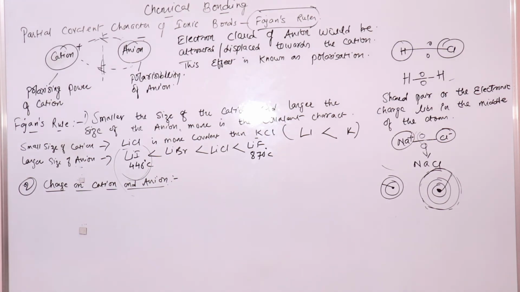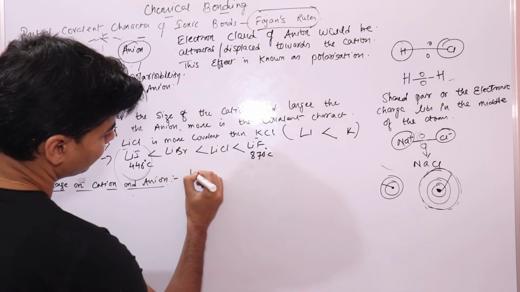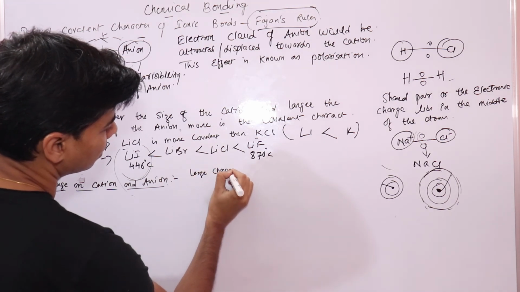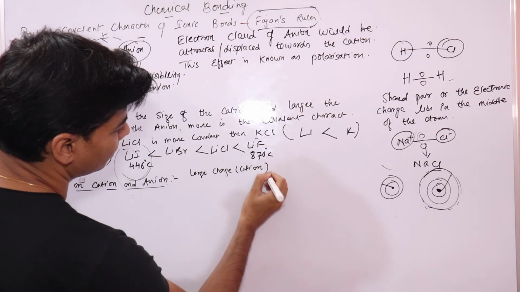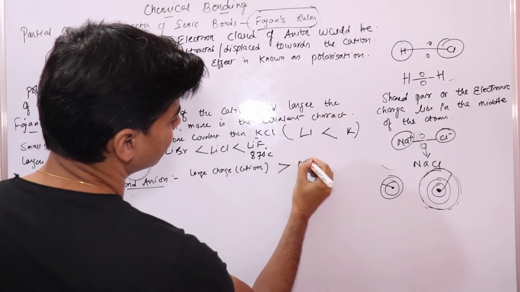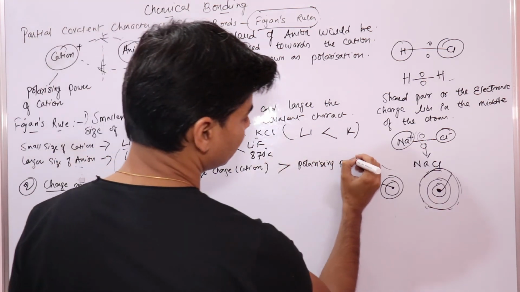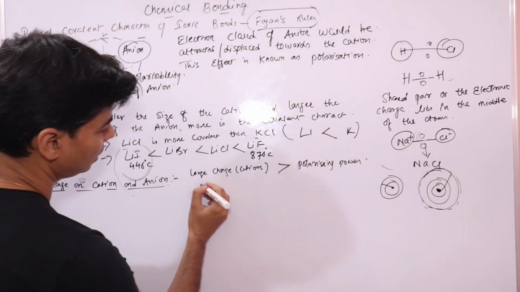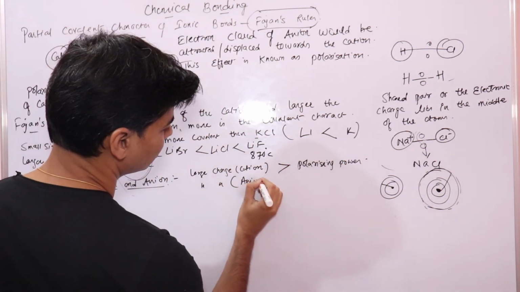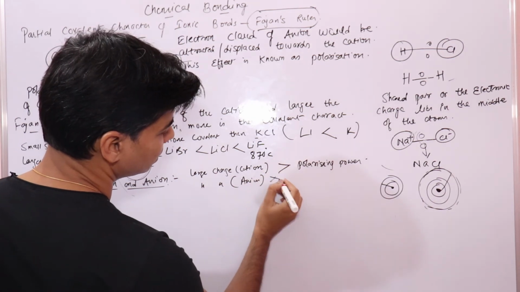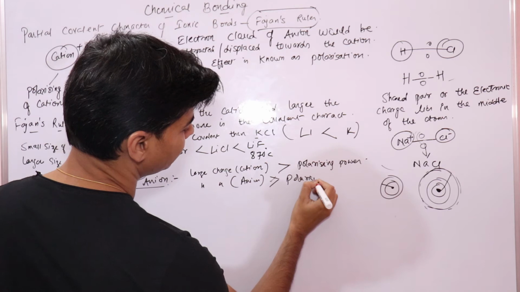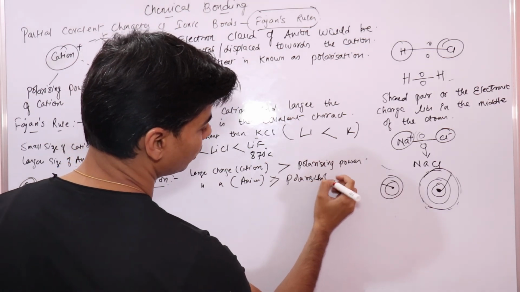Larger the charge on the cation, greater is its polarizing power. Similarly, greater the charge on the anion, more easily it gets polarized. So here, larger the charge on cation, greater would be its polarizing power, that is, the ability to polarize the anion. Similarly, larger charge on anion, greater would be its polarizability. Easily it will get polarized.